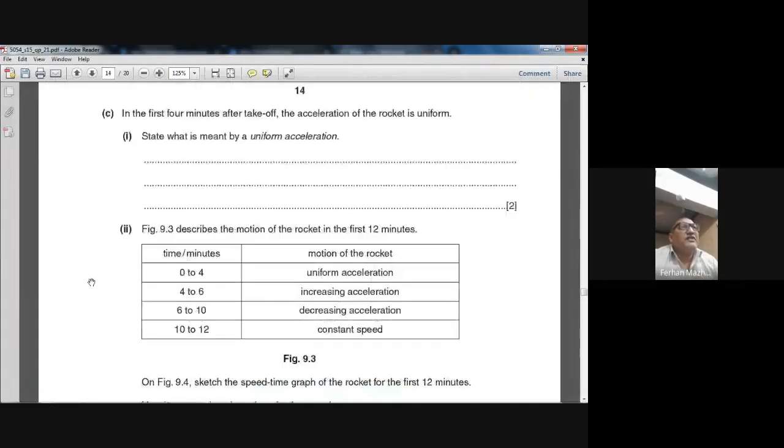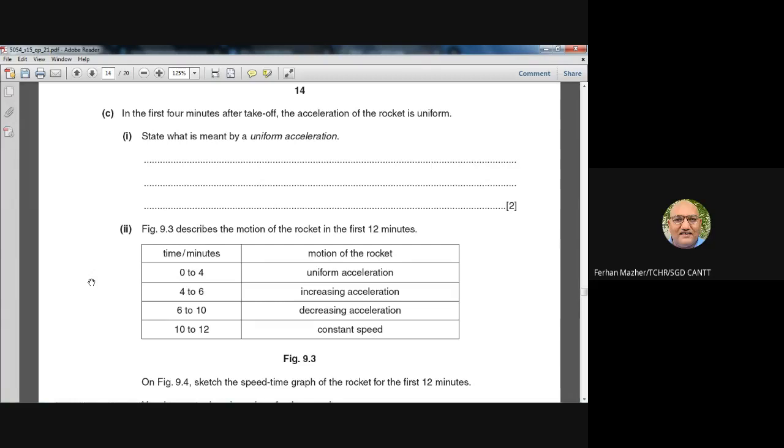In the first 4 minutes after takeoff, the acceleration of the rocket is uniform. State what is meant by a uniform acceleration. Uniform acceleration means that there is equal change in the velocity in equal intervals of time. If there is an equal change in velocity in equal intervals of time, we say that the acceleration is uniform. It's a 2-mark definition.